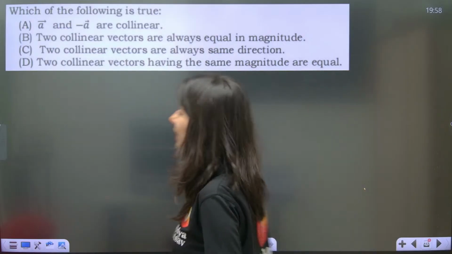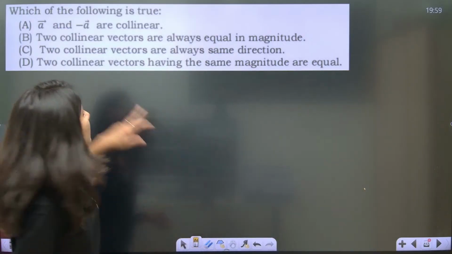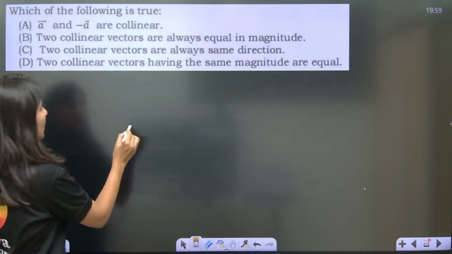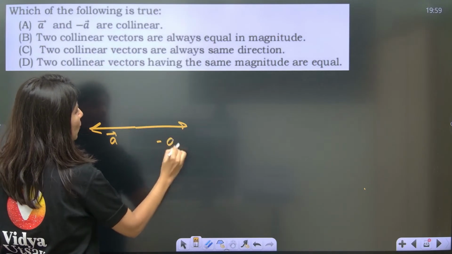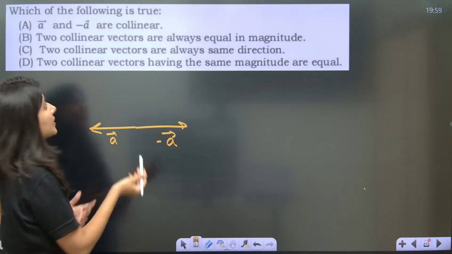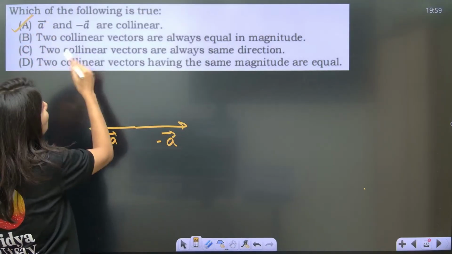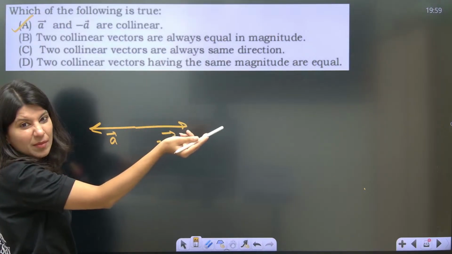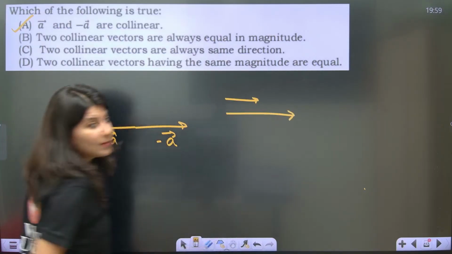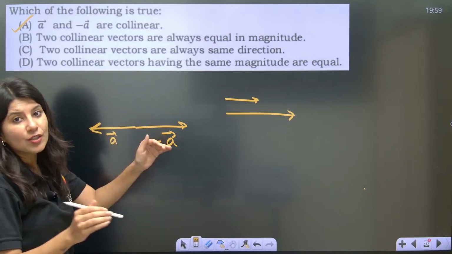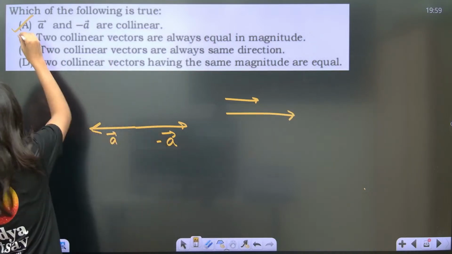Which of the following is true? A and minus A are collinear. Yes, this is your A and this is your minus A. Only the direction will change. So this is collinear. Option A is true. Two collinear vectors are equal in magnitude. No. Collinear means they lie along the same line. Collinearity never talks about magnitude. It is never related to magnitude.